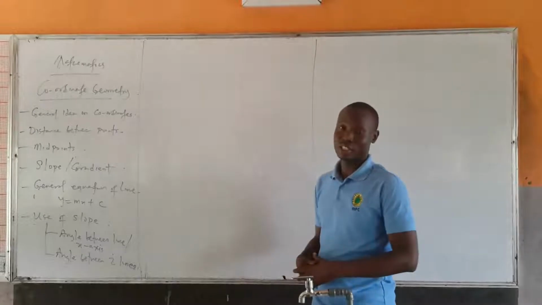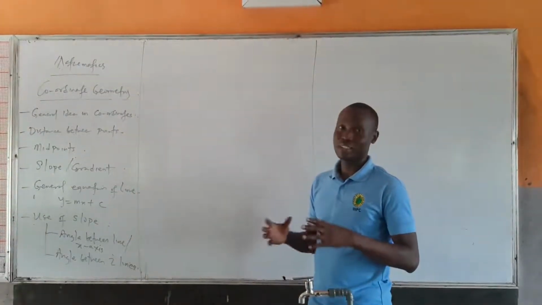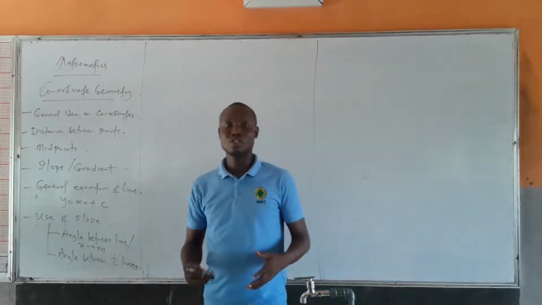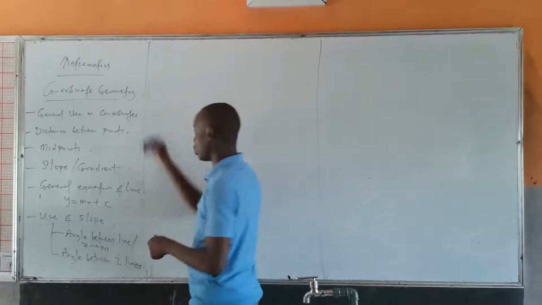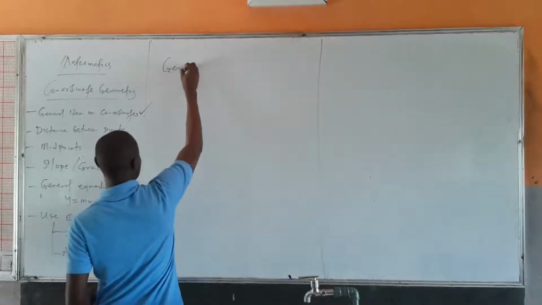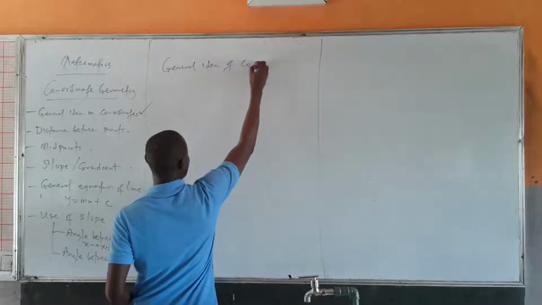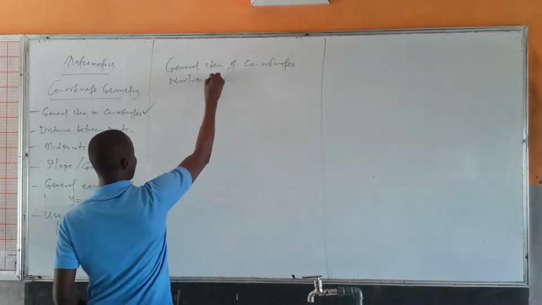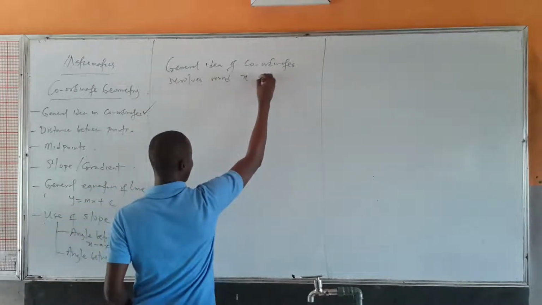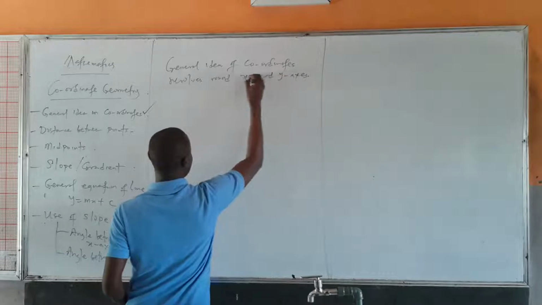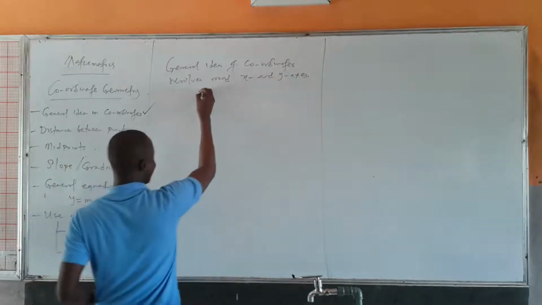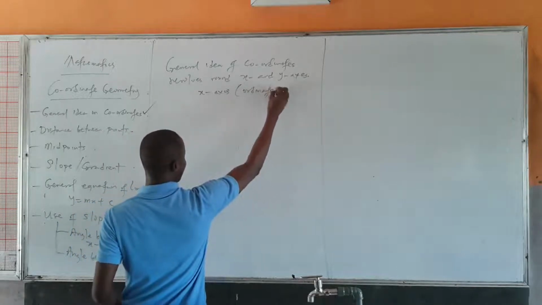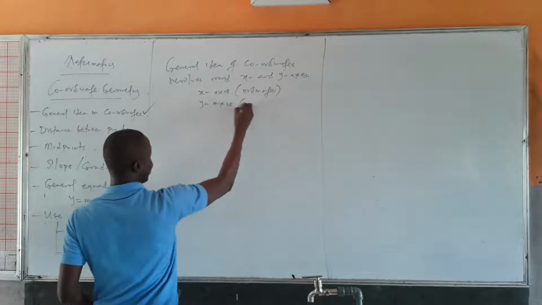Today we'll be looking at coordinate geometry, which is a branch of mathematics that deals with the coordinate system. When we say coordinate system, we are talking about the x and y axis. The general idea of coordinates revolves around the x and y axis. The x axis is also known as the ordinates, while the y axis is the abscissa.